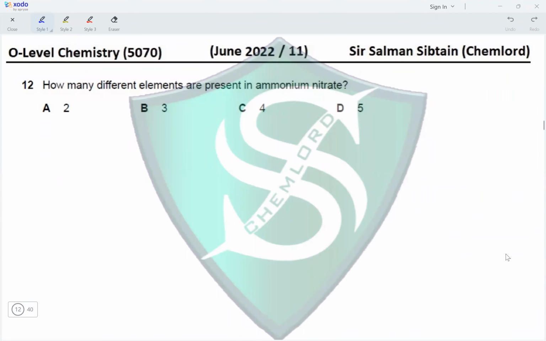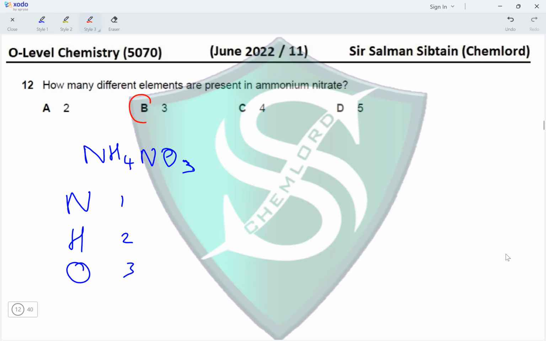Question 12. How many different elements are present in ammonium nitrate? Ammonium, NH4, nitrate, NO3. Ammonium nitrate. So we have got nitrogen present, we have got hydrogen present, and we've got oxygen present. One, two, three. We have three different elements present. So this makes option B the correct option for this question.